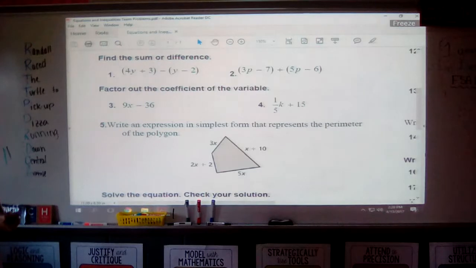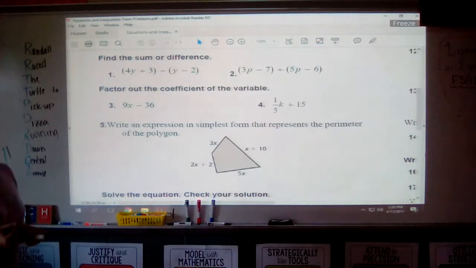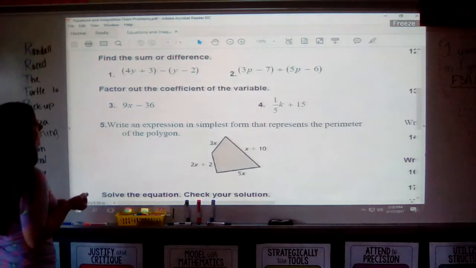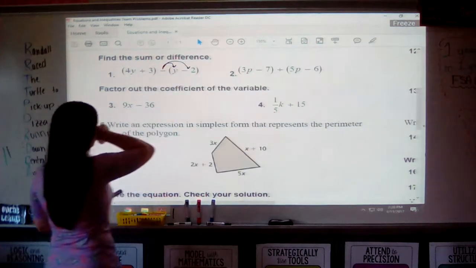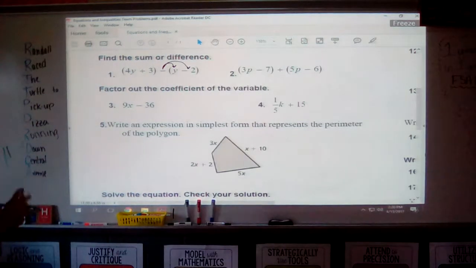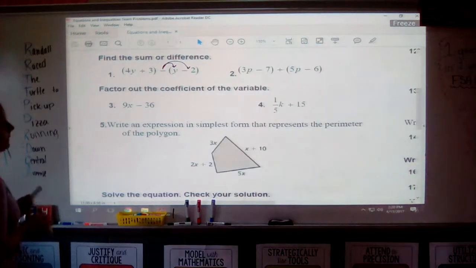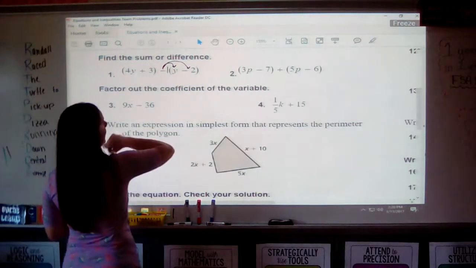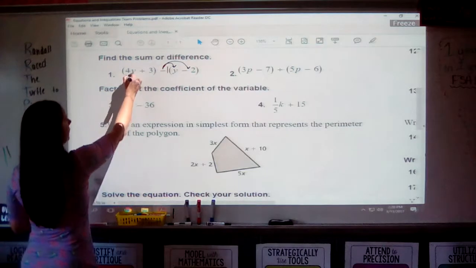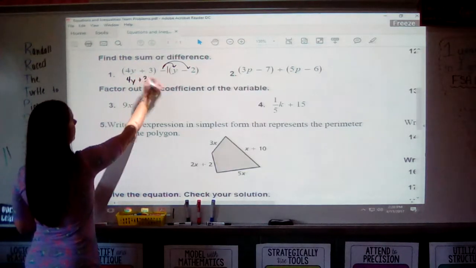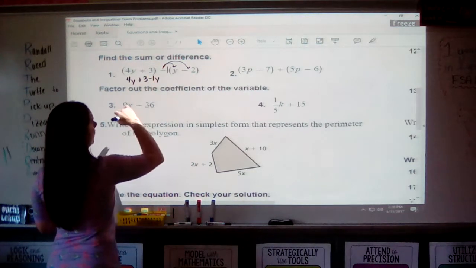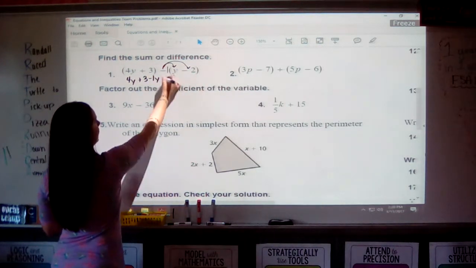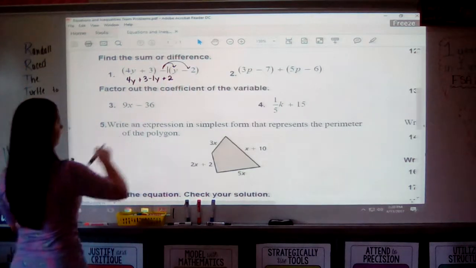The first numbers, 1 and 2, are having you practice distributing. So we see that we have to distribute this negative or subtraction sign into all of the numbers inside the parentheses. Distribution means that we are multiplying what's outside times everything inside. So that negative is actually -1. I'm going to go ahead and rewrite the expression for you. So -1 times positive y will give you a -1y. -1 times -2 is +2.